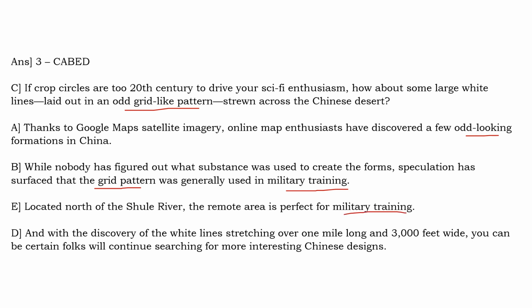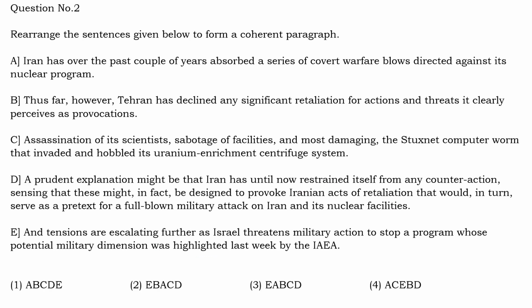And once this discovery has come, certain folks will continue searching because the curiosity is generated. People will be searching for this. So CABD is the logical sequence for this particular para jumble. Now go to the next one.